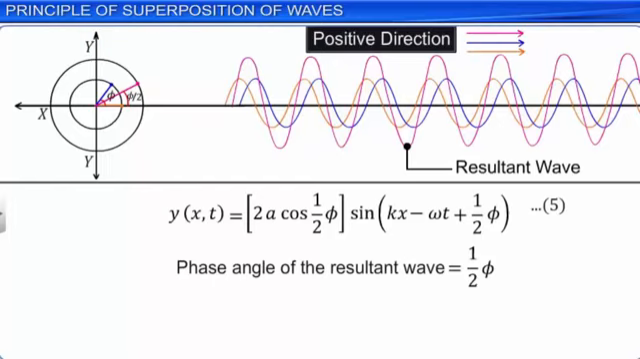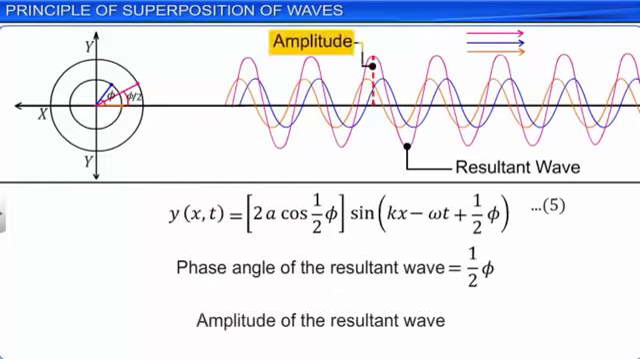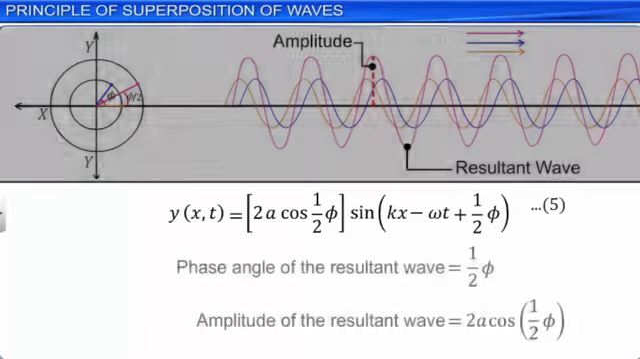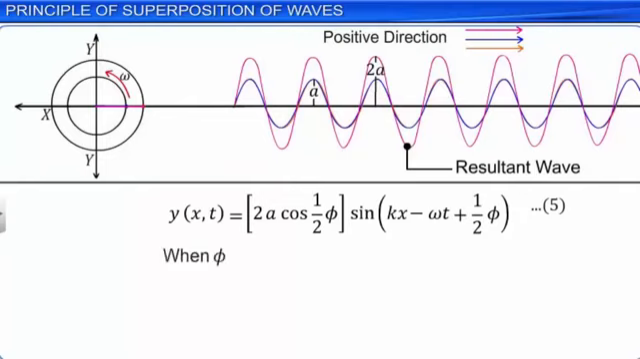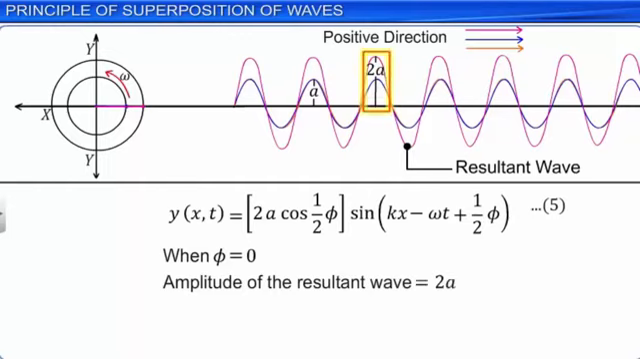And the two waves are in phase. And equation 5 becomes y of x, t is equal to 2a sin(kx minus omega t). Let this be equation 6. Comparing equations 1, 2 and 6, we find that the amplitude of the resultant wave is equal to twice the amplitude of the constituent waves 1 and 2.